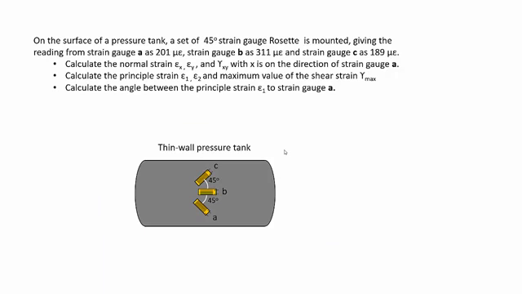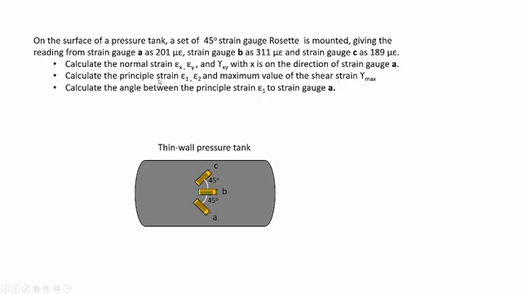So let's look at this thin wall pressure tank, and on the surface we have a 45-degree strain gauge rosette set. Okay, A, B, and C are separated by 45-degree angles. From the reading of strain gauge A, we get the strain value as 201 mu epsilon, and strain gauge B gives us 311 mu epsilon. And strain gauge C gives us 189 mu epsilon.